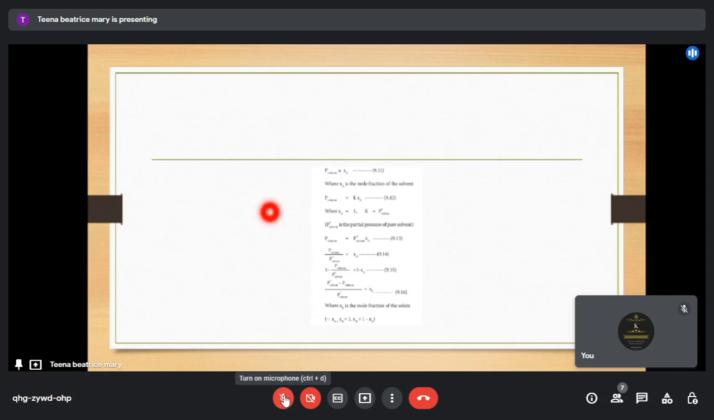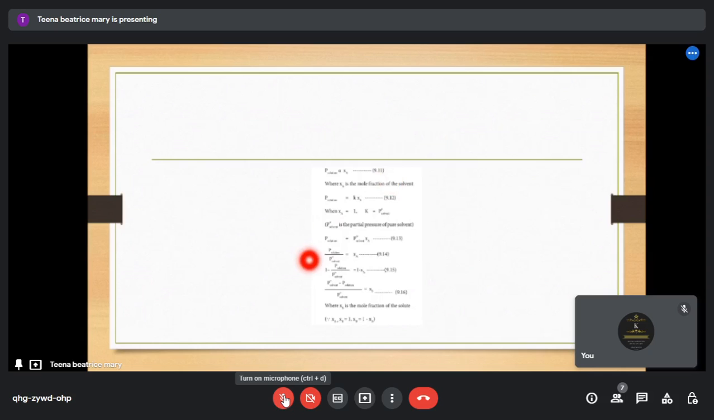So P naught solvent is the partial pressure of pure solvent. What is the pure solvent over here? In the example we are looking at, the solvent is water and the solute is sodium chloride. So P solution is equal to P naught solvent XA. What is XA? That is the mole fraction of solvent. As we saw earlier, it is proportional to XA. So P solution by P solvent is equal to XA.